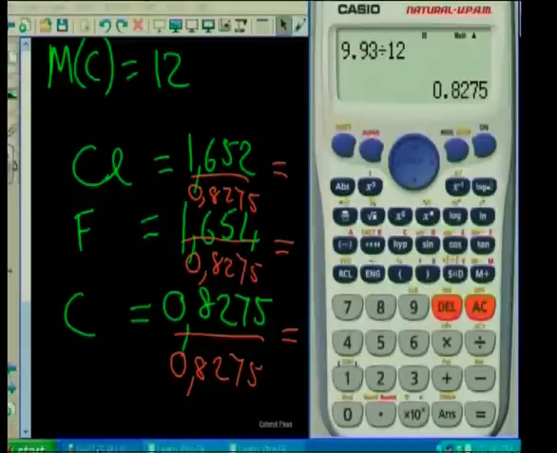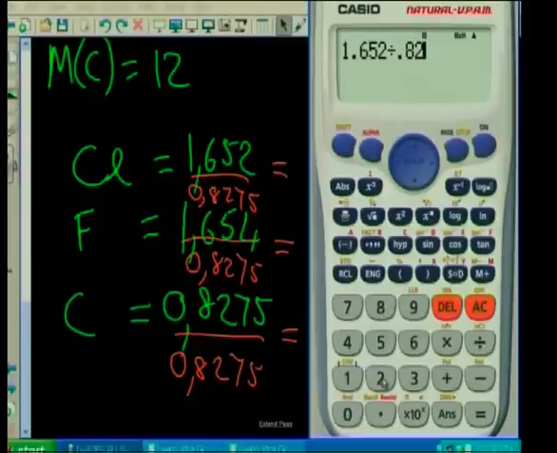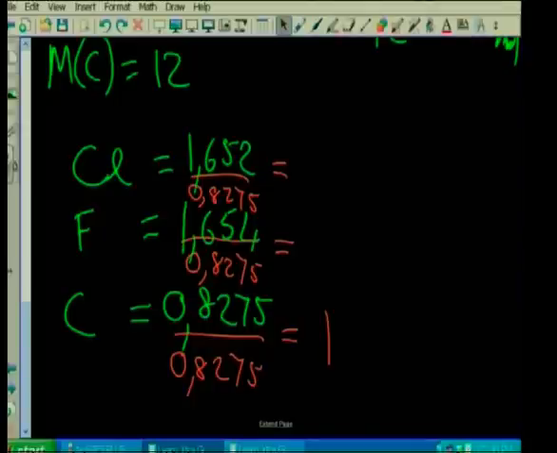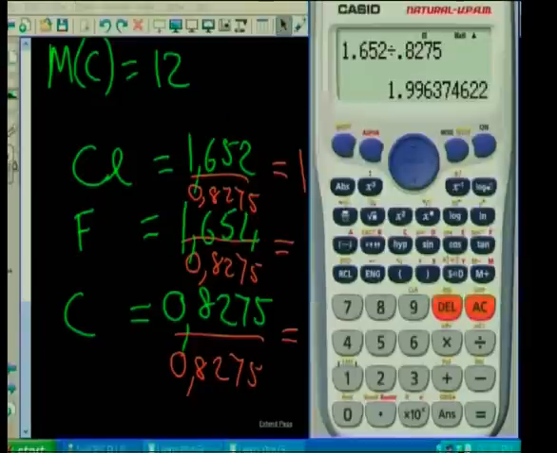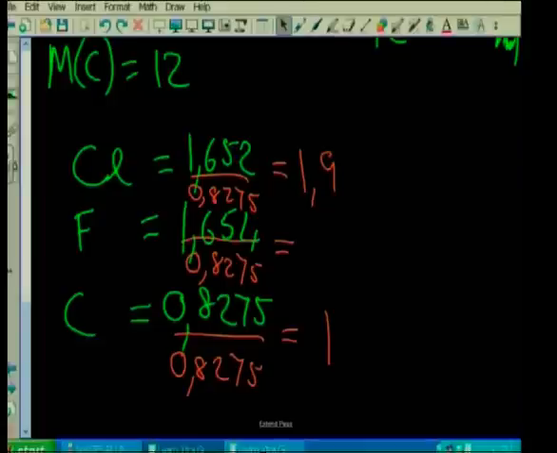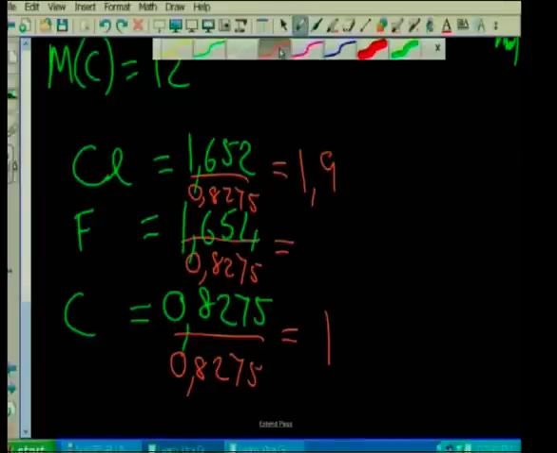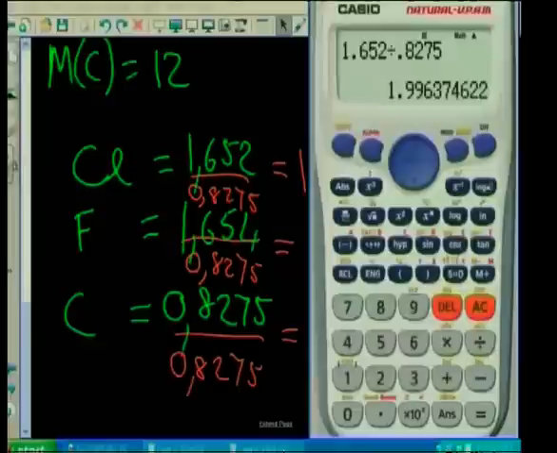So let's just do the next one, which was the chlorine. We got 1,652 divided by 0,8275, and that's equal to 1,996. 1,996.